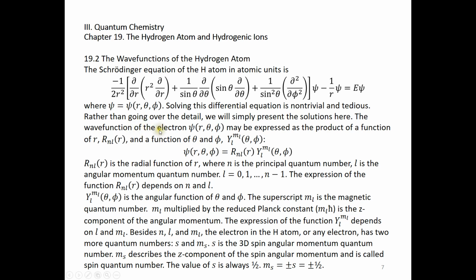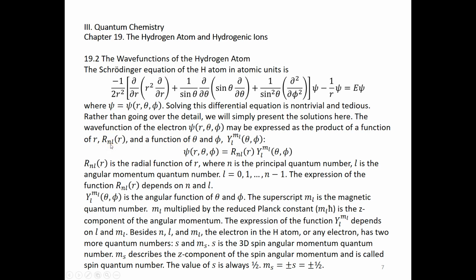The wave function of the electron may be expressed as the product of two functions, a function of r and a function of theta and phi. The function of r is denoted by uppercase R. The function of theta and phi is denoted by Y. So in this R, we have two quantum numbers, n and l.